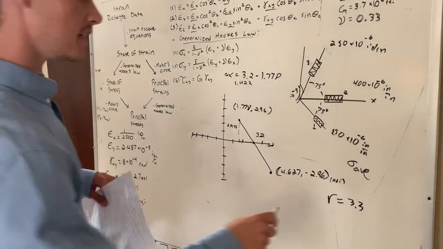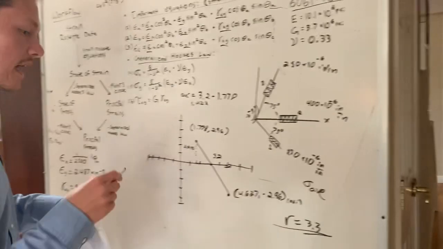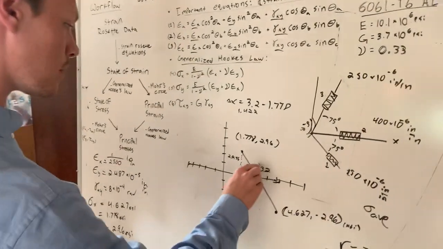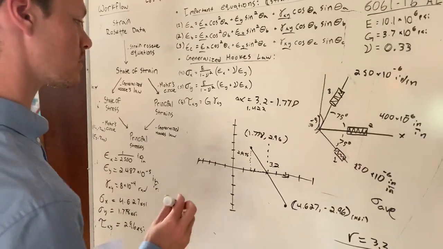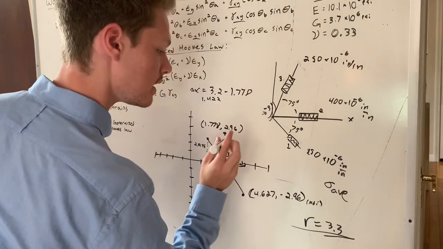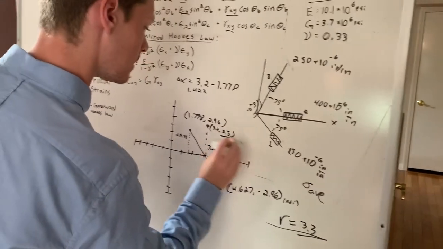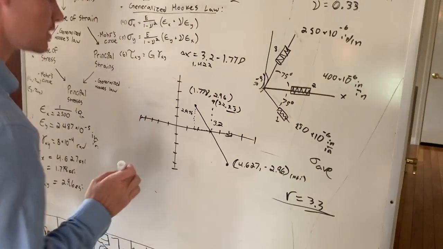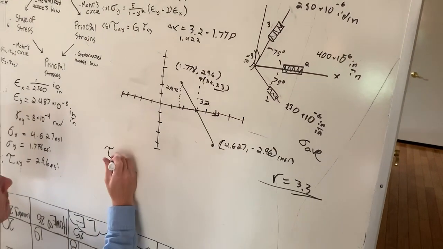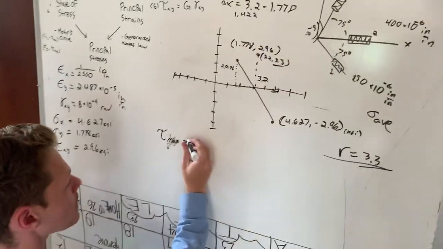Now things get very interesting because we can now find our principal stresses very easily. 3.3 straight up will give us our maximum shear. Our maximum tau will be 3.3 in the y direction. So let's call it 3.2 comma 3.3. And this is going to be our maximum shear. Tau max is equal to 3.3 plus or minus.